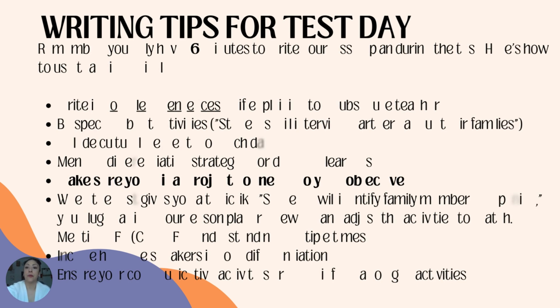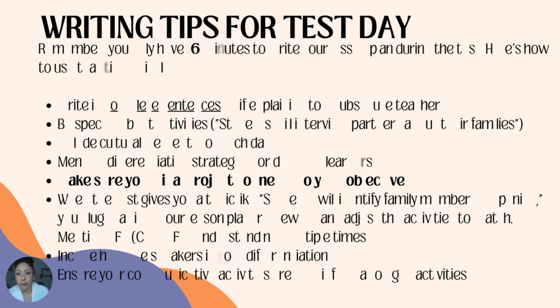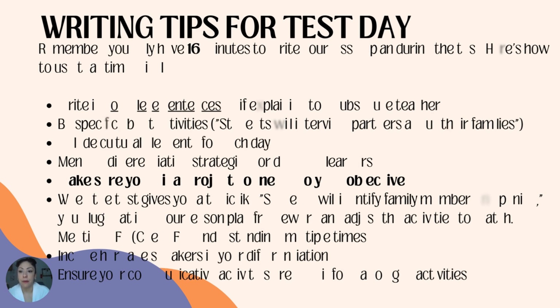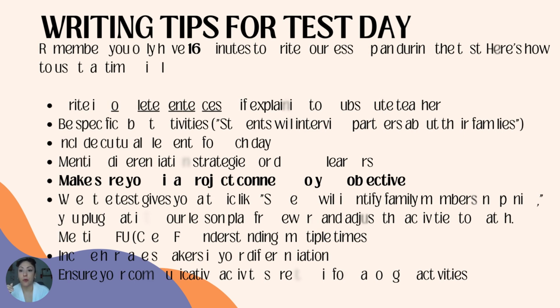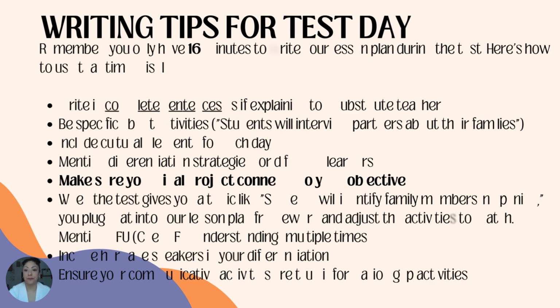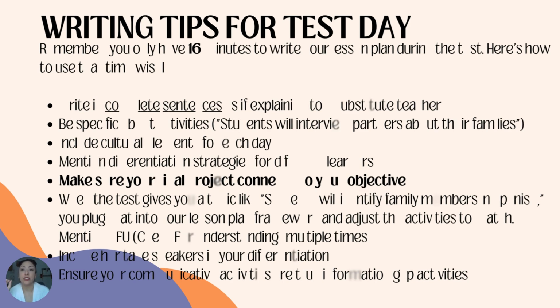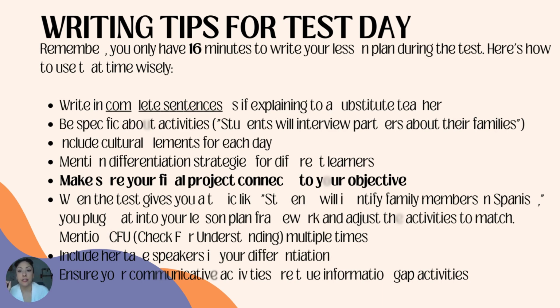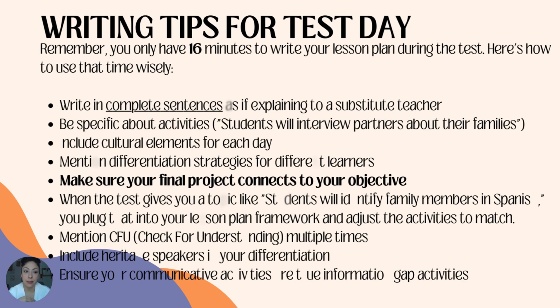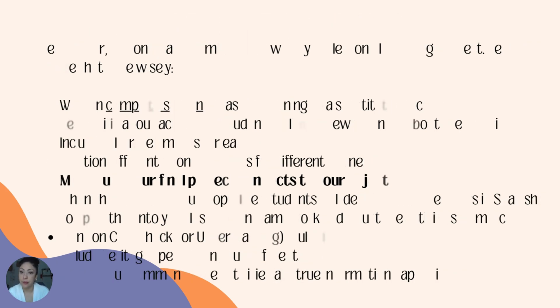So important. 6. When the test gives you a topic like students will identify family members in Spanish, all you have to do is plug that into your lesson plan framework and adjust the activities to match. 7. Mention check for understanding multiple times. 8. Include heritage speakers in your differentiation. 9. Ensure your communicative activities are true information gap activities. That means that they're asking questions: one person asks a question and the other has an answer, and vice versa.